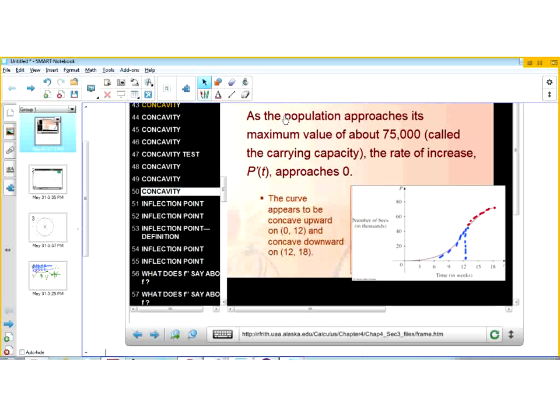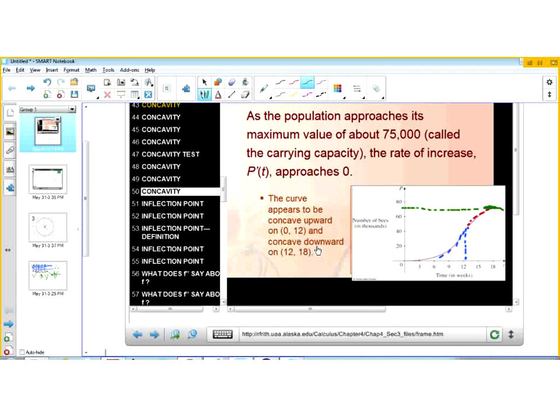So as the population approaches its maximum value of about 75,000, the maximum value is here, right? So I guess he calls that 75,000, and that's called the carrying capacity. The rate of increase, which is the change in population with respect to time, approaches 0. So the slope of the tangent line becomes horizontal.